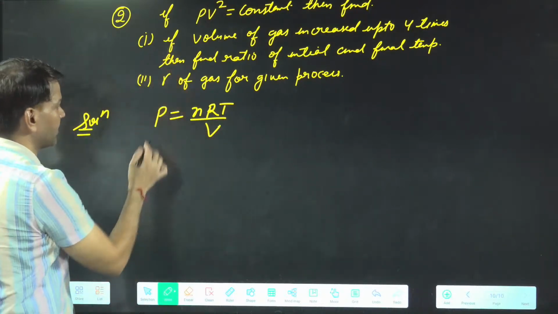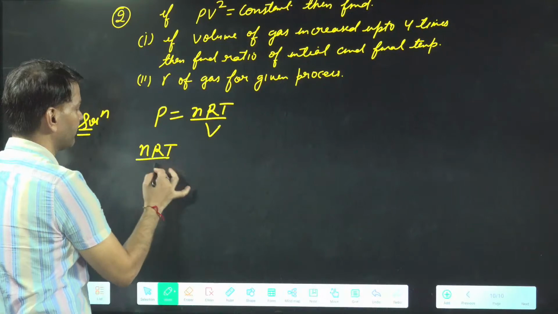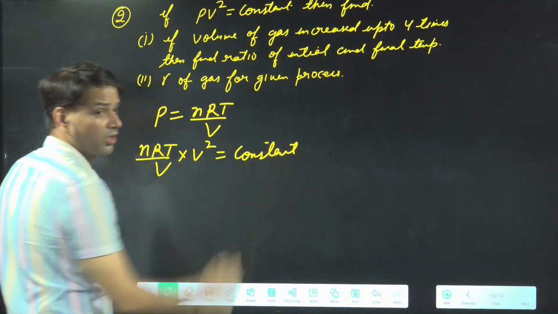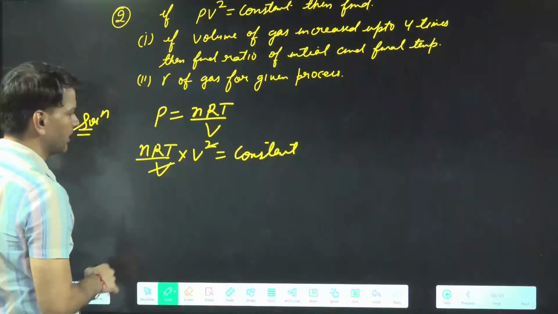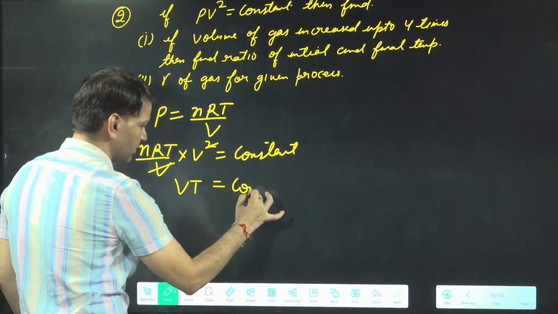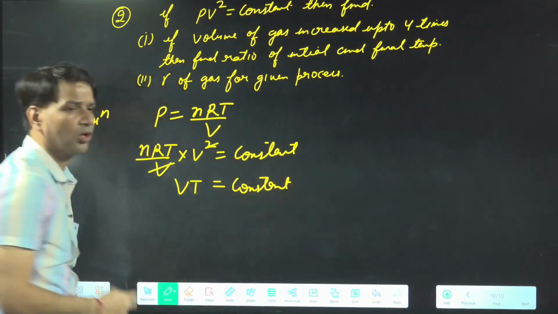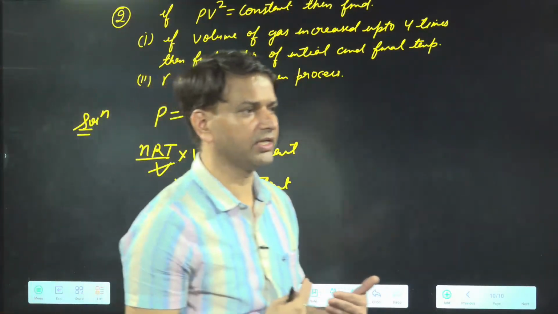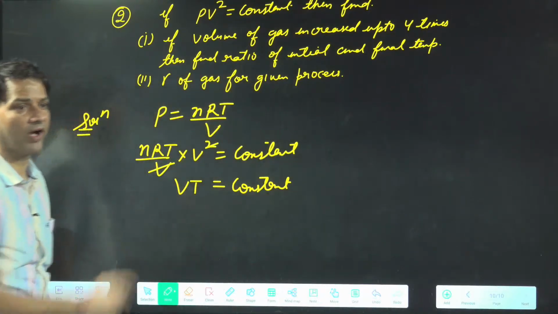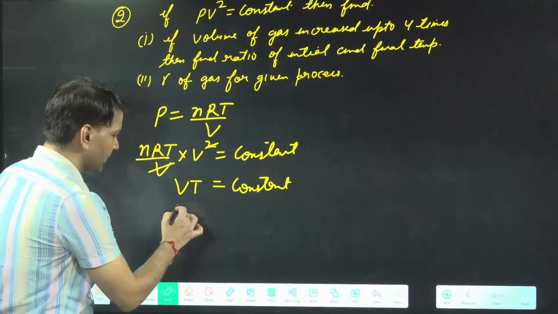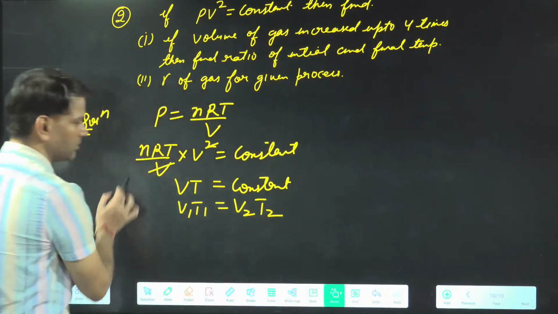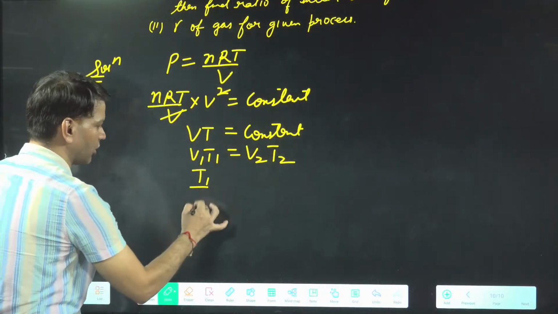Then replace P by nRT by V, into V square, that is equal to constant. Now one V cancels out. So nR is a constant, and I got VT is equal to constant. So the process PV square, written in terms of V and T, is VT equal to constant. Now I am asking the ratio of initial and final temperature. From here you can say V1 T1 is equal to V2 T2. So T1 by T2 is what you will get?